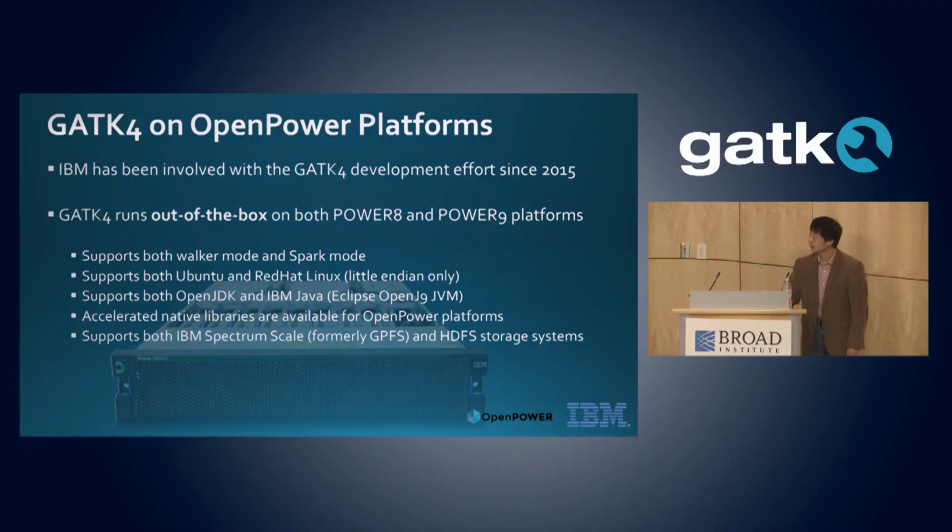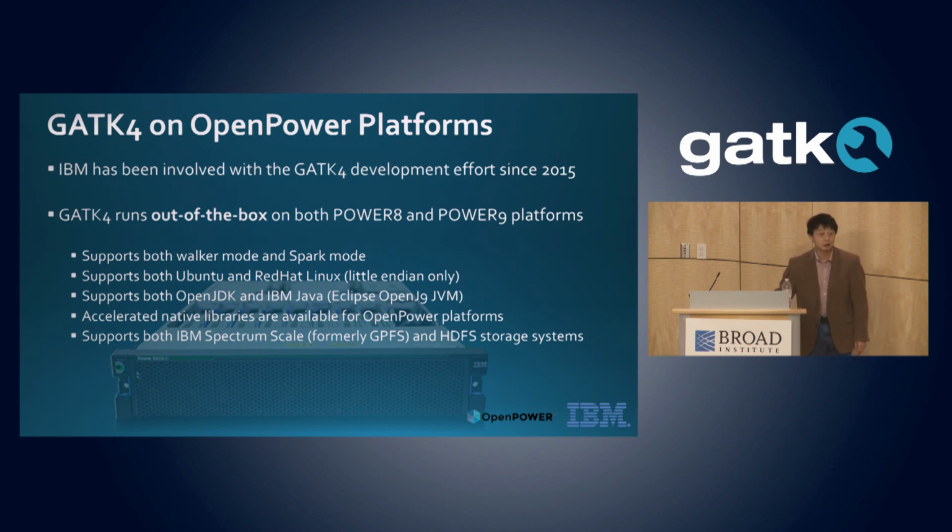And so right now, GATK4 basically runs out of the box on all the open Power platforms, including Power 8 and Power 9. We support both Docker mode, the container, as well as the Apache Spark mode. Usually what we recommend is Ubuntu or Red Hat Linux, Little Endian only. IBM is in an ongoing transition from Big Endian to Little Endian.